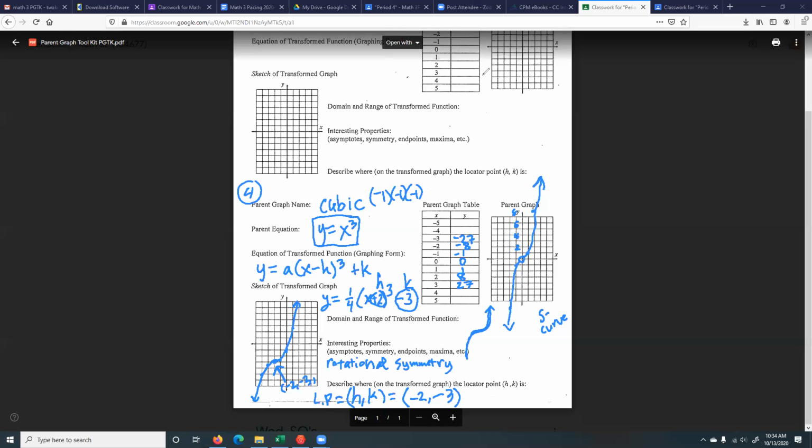So if I were to put a negative, then it would go the other direction, right? If I were to do negative, the curve would go that way. It would flip it around, if I put like a negative 1/4 in there.